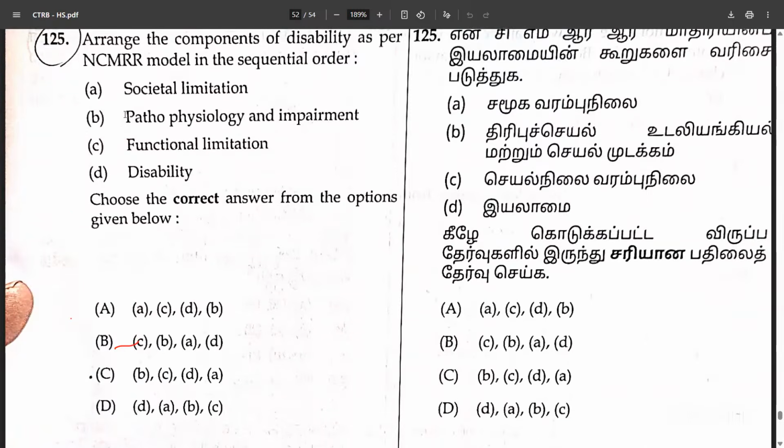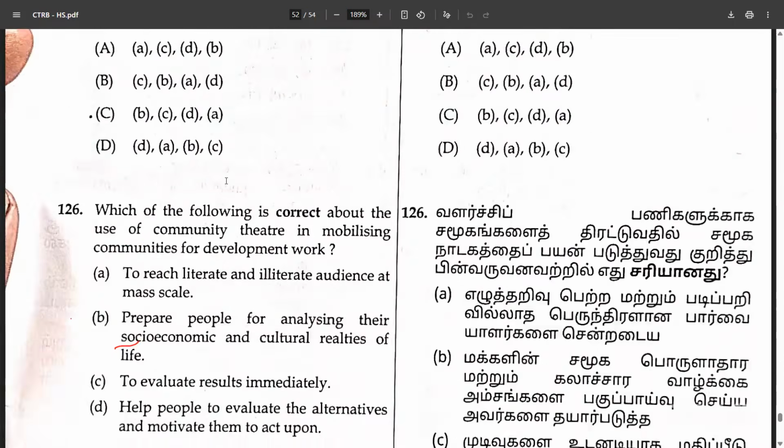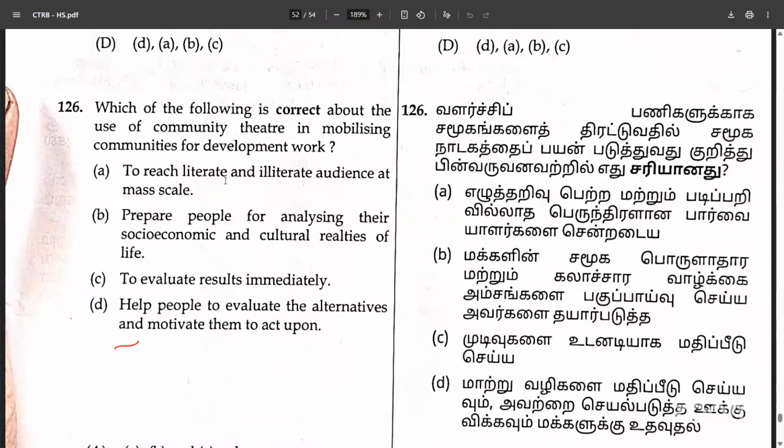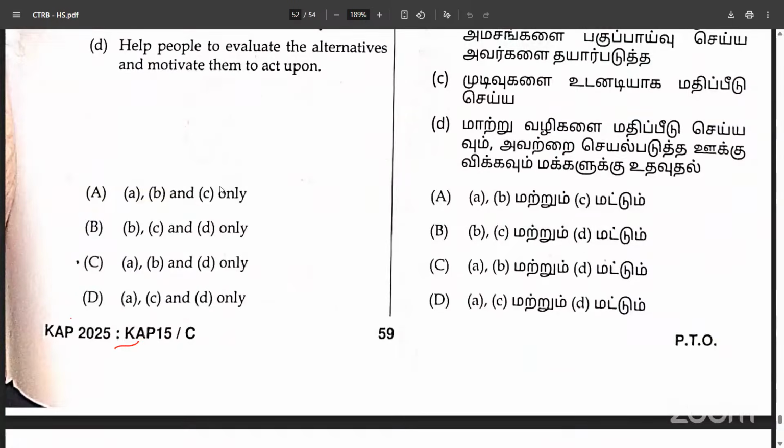Coming to the 125th question, arrange the components of disability as per the NCMRR model in sequential order. So here first will be physiology and impairment. Then there will be functional limitation. Then there will be disability, and then there will be societal limitation.